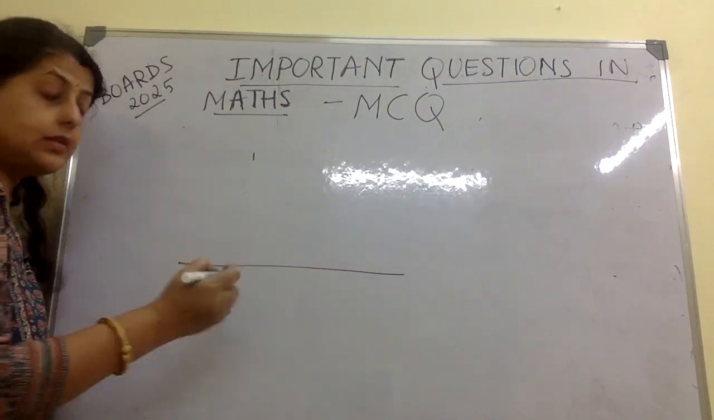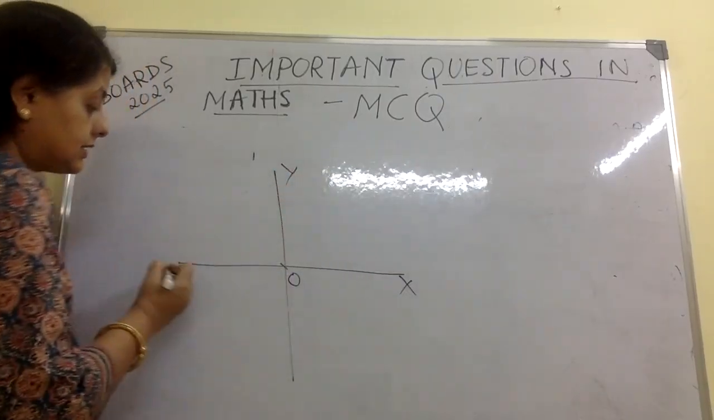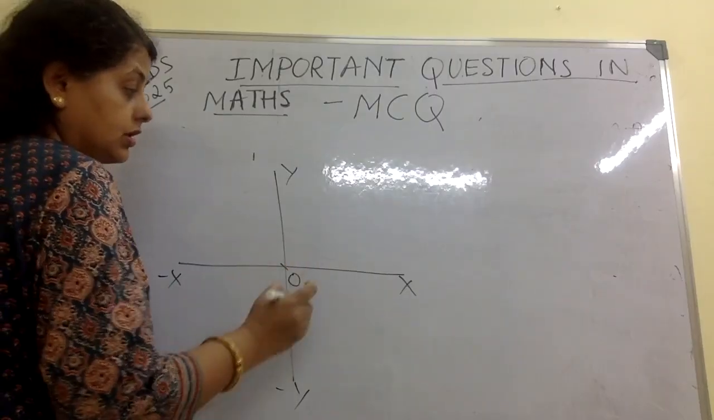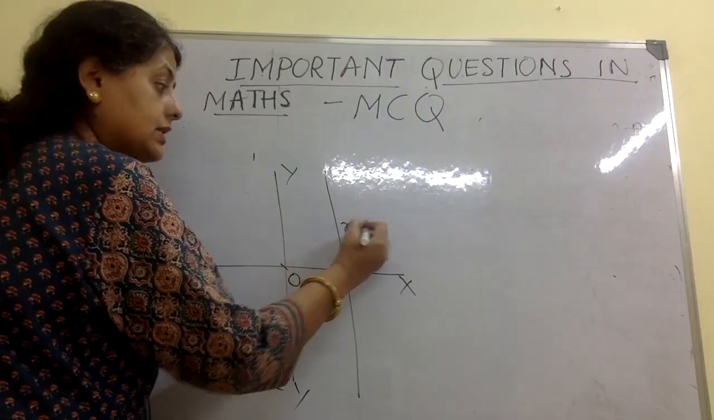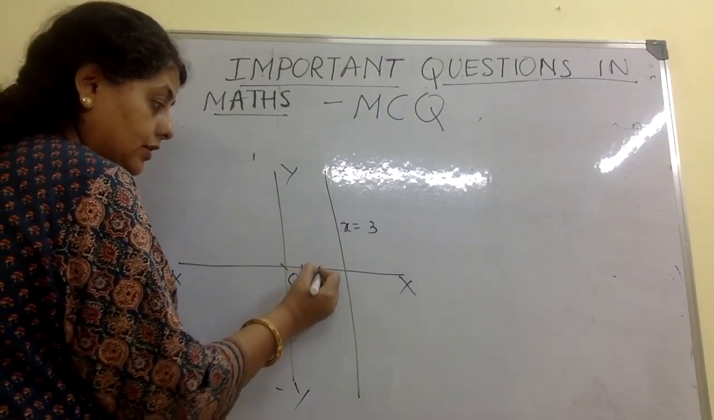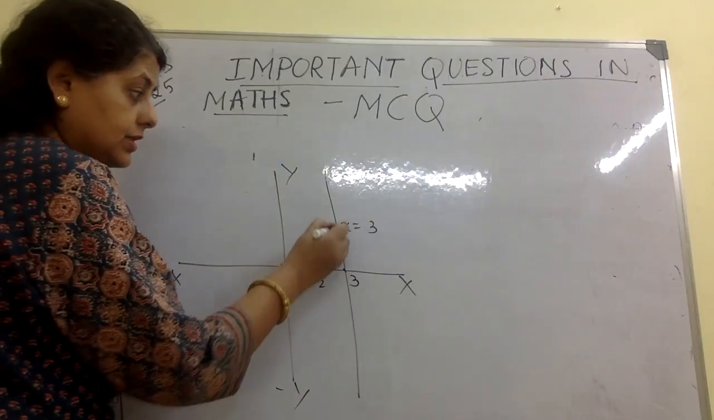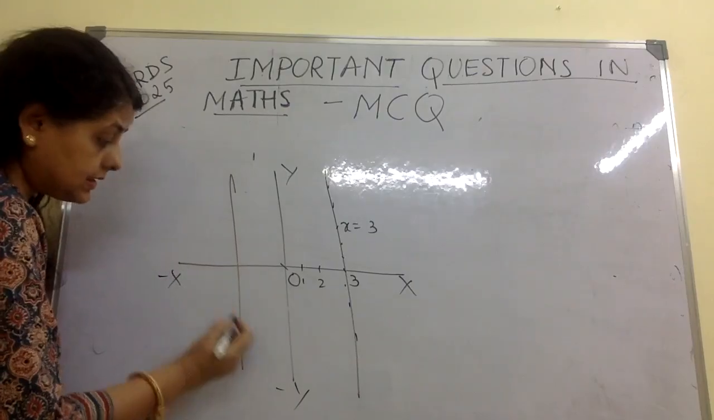Regarding coordinate geometry, the equation of a line. Here, I am repeatedly telling this. This is your x-axis and the y-axis, and the minus x and the minus y. Here is the origin. If a line goes parallel to the y-axis, supposing it is passing through 3, then it is x is equal to 3, because at every point the y value is changing but the value of x is 3.